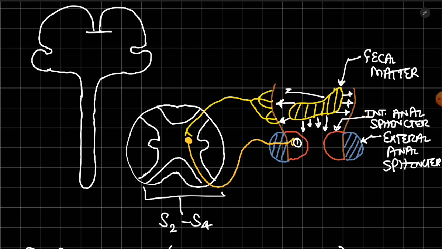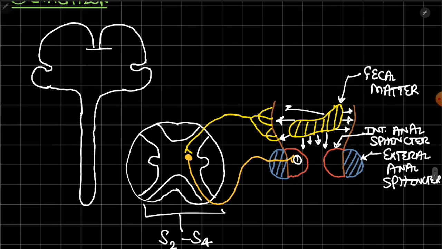But if the conditions are not appropriate, for example, you are at work or somewhere outside, so there is no washroom, there is no place where you can defecate. So what will it do? Now you will rush to the washroom. Why does the feces come out when you rush to the washroom? It is because of the central nervous system, or basically the brain, or basically the corticospinal tract.